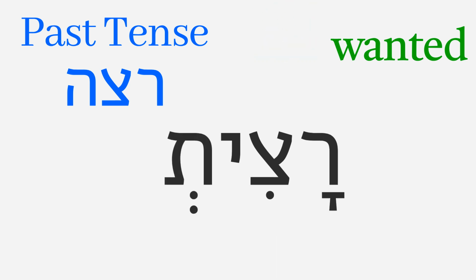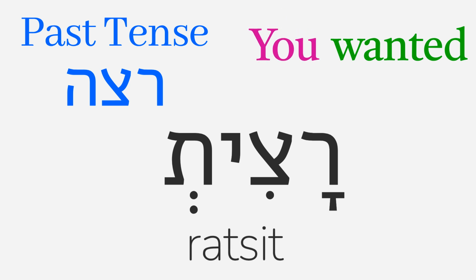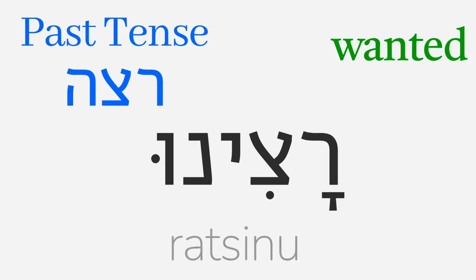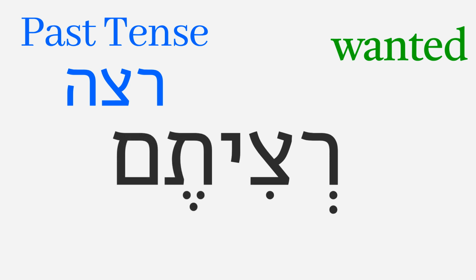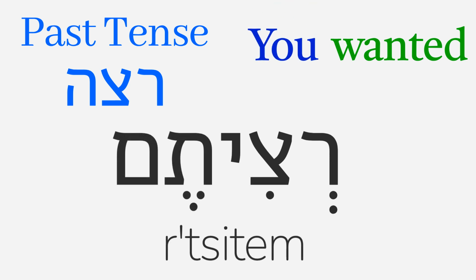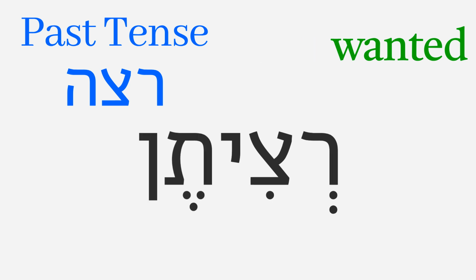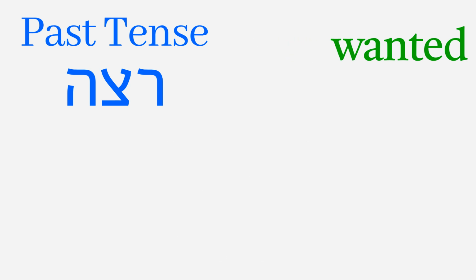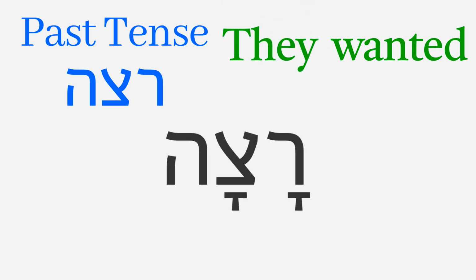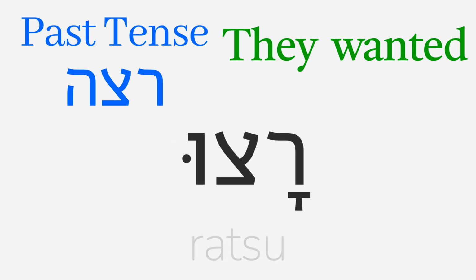Adding t, we get ratzit, you wanted feminine singular. And adding the ending nu, we get ratzinu, we wanted. We shorten the first vowel to a shva before adding tem to make ratzitem, you wanted masculine plural, and ten to make ratsiten. You wanted feminine plural. To make the heim and hein, they form of the past tense of roots ending with hey, we take off that a ending and add the usual u ending to make ratsu.